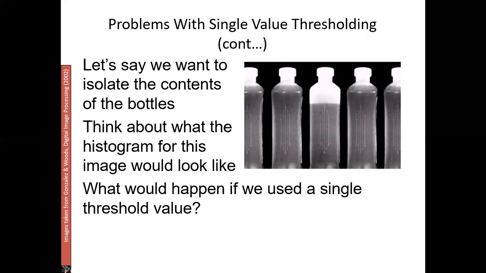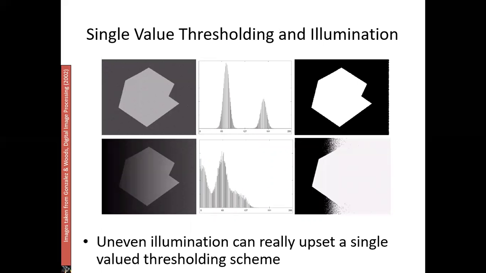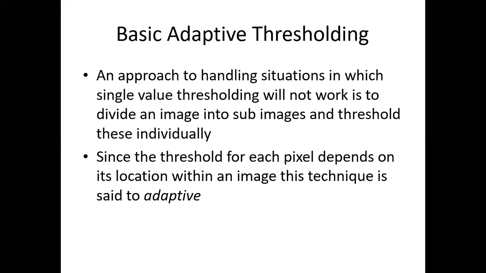Let's say we want to isolate the contents of the bottle. Think about what the histogram of this image would look like and whether a single threshold value could be used. Uneven illumination can really upset single valued threshold schemes. Basic adaptive thresholding is an approach to handling situations in which single value thresholding will not work: divide an image into sub-images and threshold these individually. Since the threshold for each pixel depends on its location within the image, this technique is said to be adaptive.